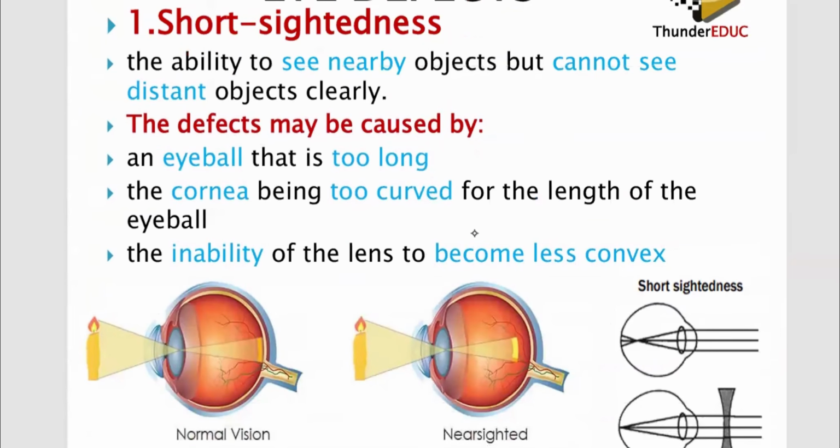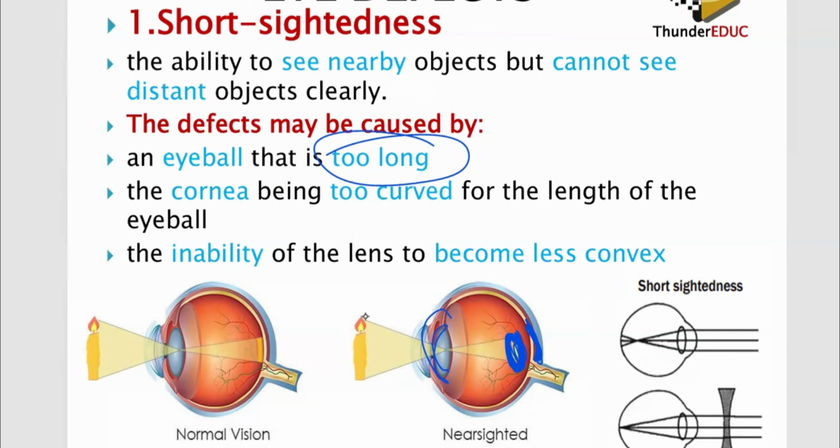If this is the condition, we see that the eyeball is too long. You're able to see objects which are near, but you can't see objects which are far. For objects coming from far, the image is formed before the retina. The moment the image is formed before the retina, it is not forming on the retina. So the eyeball is too long, meaning the light cannot reach the retina. Or the cornea is much more curved.